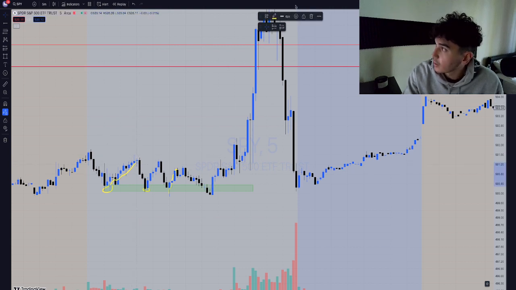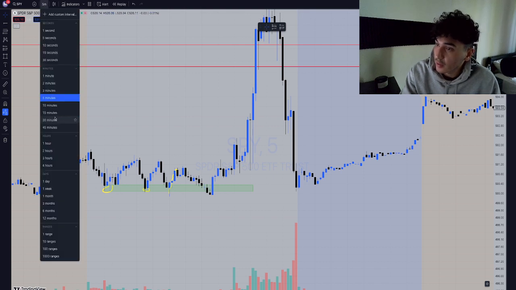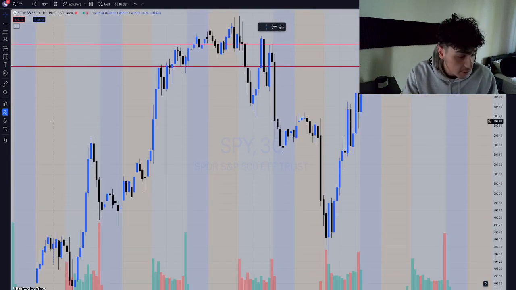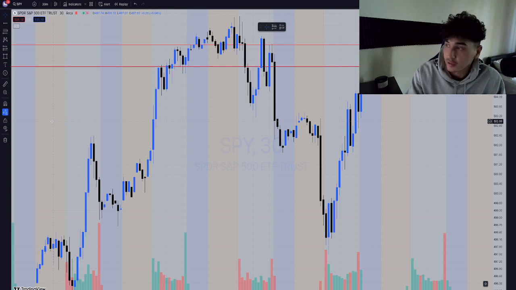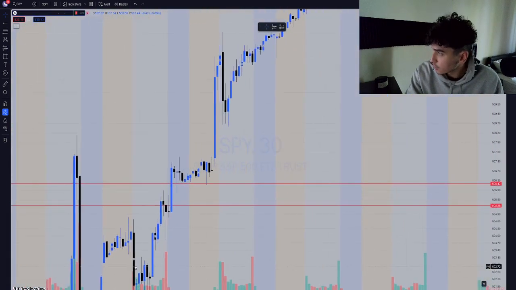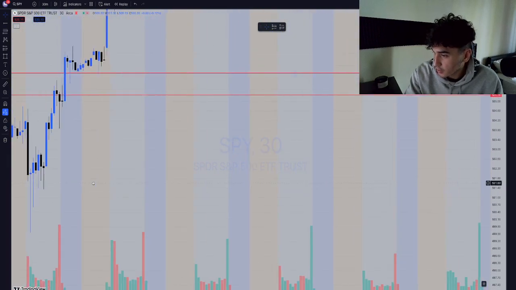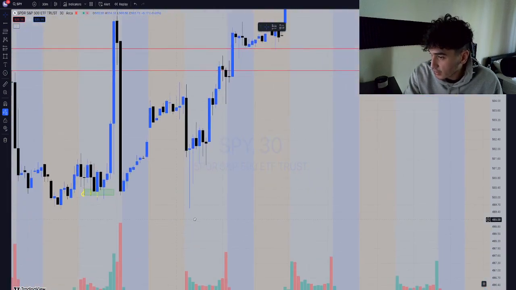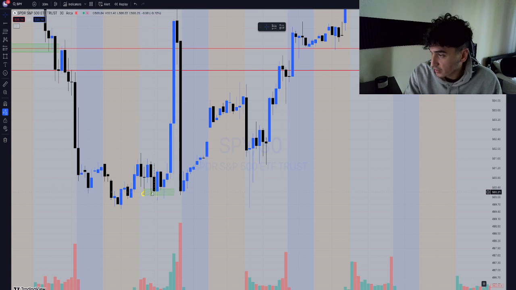So now let's go ahead and switch to 30-minute, and let's see if we can match the 30-minute zone with our 5-minute zone to really give us that extra confirmation. So I believe it's right here. Yes, it's right here. So you guys can see perfectly that the 30-minute matches up perfectly with the 5. You can see it's pretty much the same exact thing.